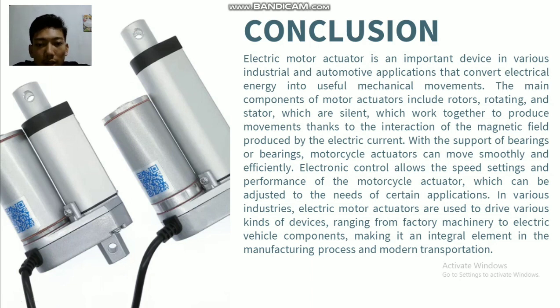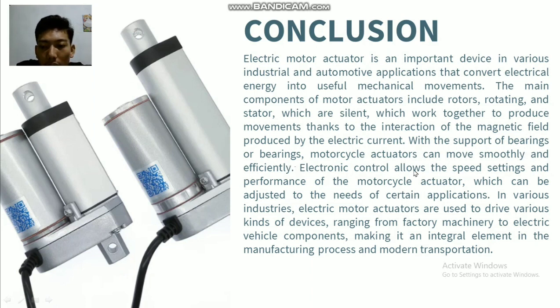The electric motor actuator is an important device in various industrial and automotive applications that converts electrical energy into useful mechanical movement. The main components of a motor actuator include the rotor, which rotates, and the stator, which is stationary, which work together to produce movement. Thanks to the interaction of the magnetic field produced by the electric current with the support of bearings, the motor actuator can move smoothly and efficiently.